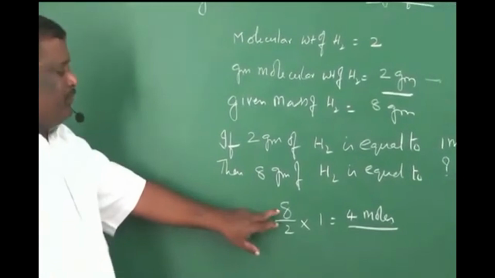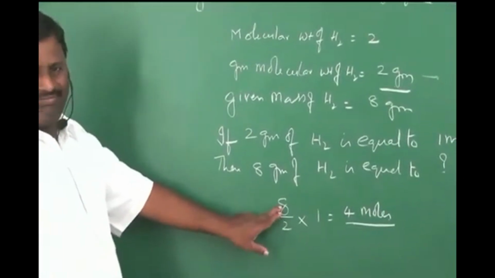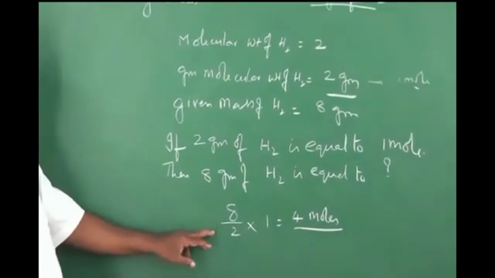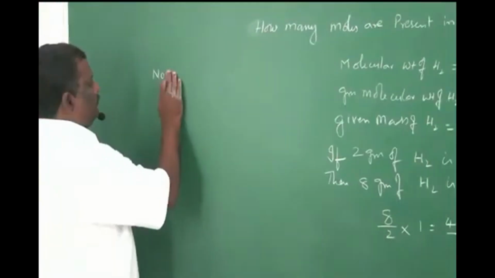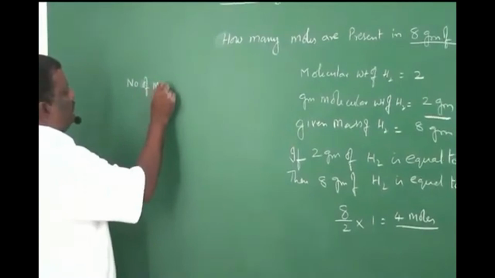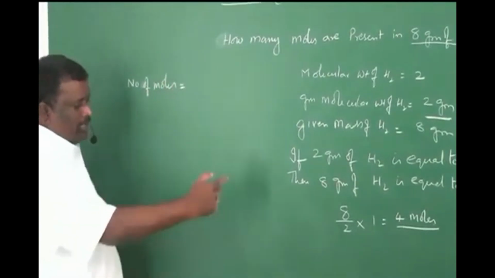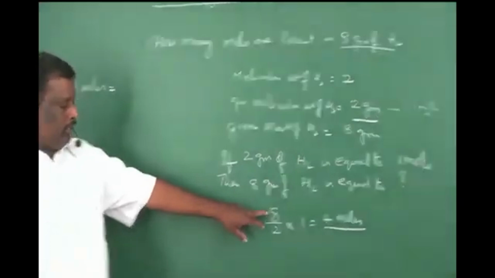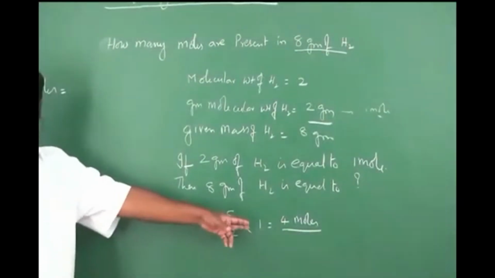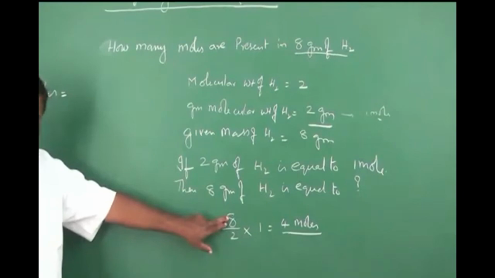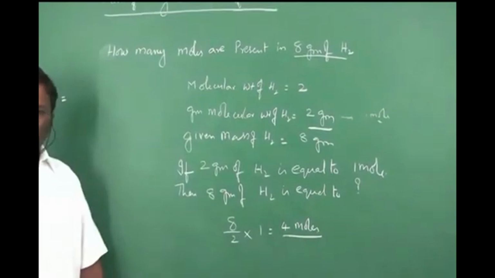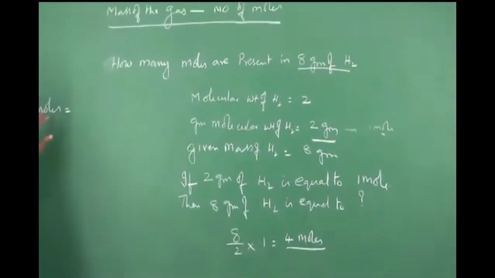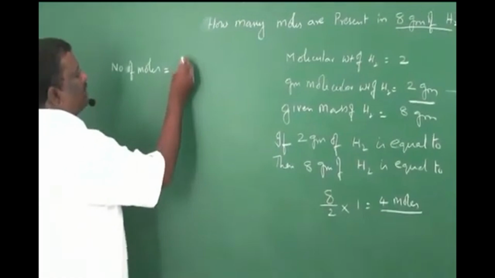From this, you can simply derive a formula for number of moles. Here, number of moles is equal to, how do you get that number of moles? 8 by 2 into 1. That means mass of the gas by its gram molecular weight will give you the number of moles. So from that relation, you can write the number of moles like this.